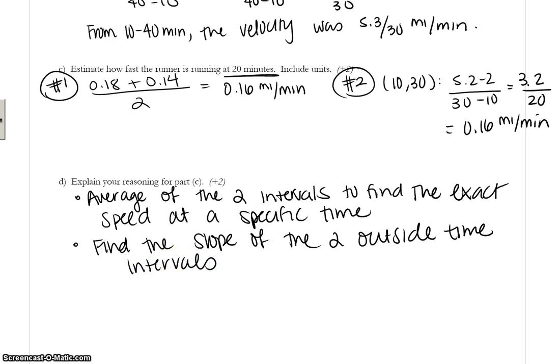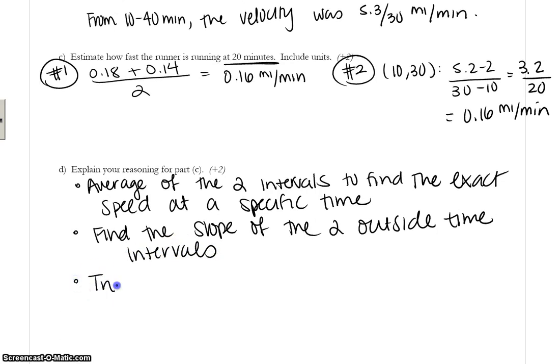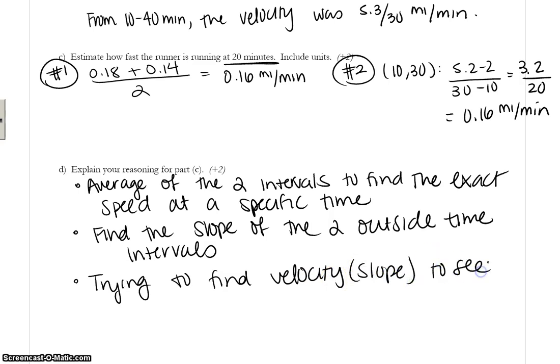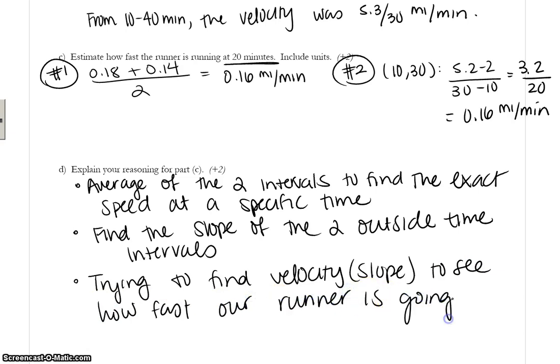So our main point for this is that we are trying to find the velocity, which is our slope, to see how fast our runner is going at 20. This looks like we wrote a lot, right?